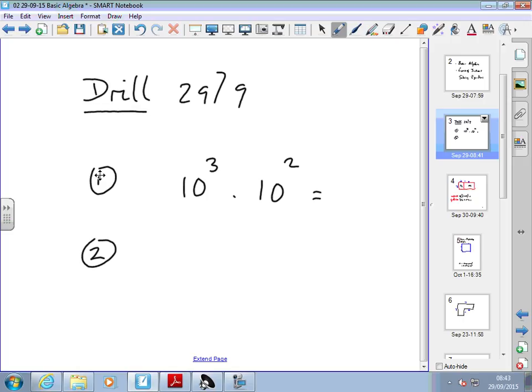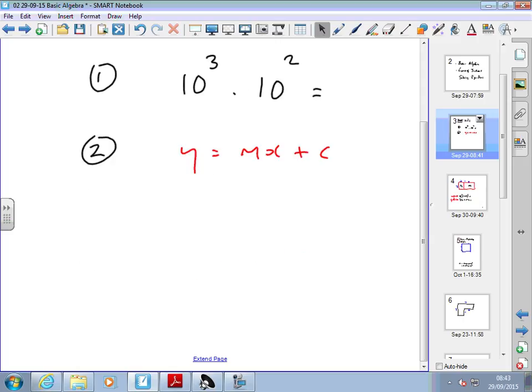From last week, we had that. What do those symbols stand for? What particularly do the M and C stand for? And Y and X, what do we call those? And where do they go on axes? Number 3.